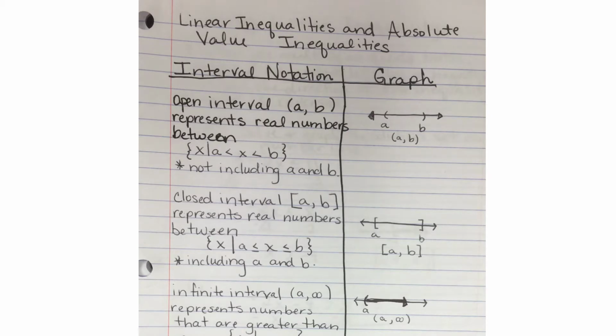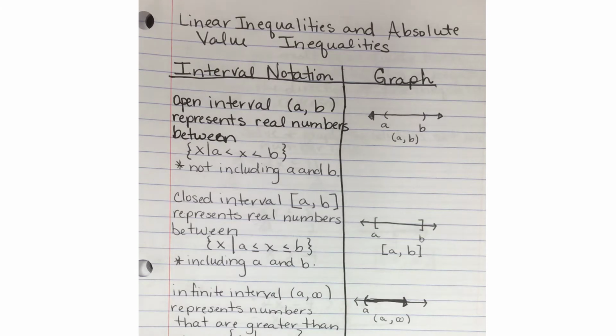Infinite interval. Whenever we have (A, infinity), it represents numbers that are greater than A. For all x that are greater than A, we do not include A because we're just using a greater than sign. But if we look at the infinite interval, negative infinity to B, it represents numbers less than or equal to B because it has a bracket.